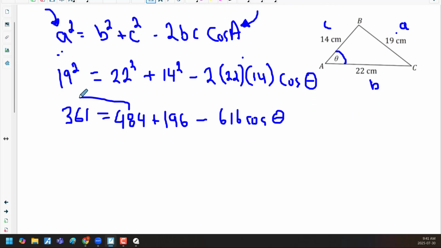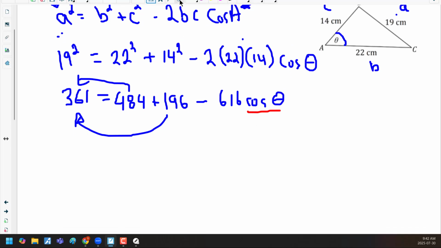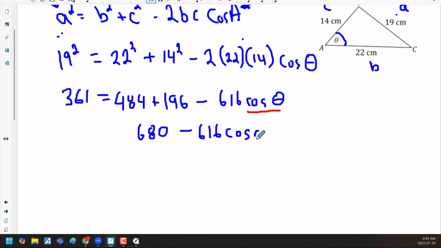So we're slowly going to bring over everything because we want our unknown variable to be isolated. So we're going to bring the 484 and the 196 over. Now, you can actually add these up. You don't need to do it in 2 steps, just add them together. It doesn't really matter. What's 484 plus 196? 680. Now I'm going to bring the 680 over.